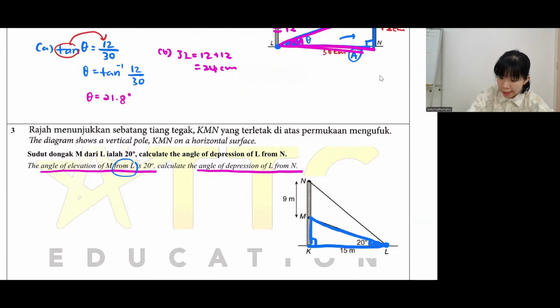Now, we need to find the angle of depression. Depression means look down. From where? From N. Okay, so we're going to find N. Here, N. So from N, you need to draw a horizontal line. You need to draw the horizontal line first. Then after that you look down, go to L. Okay, this is the angle we want.